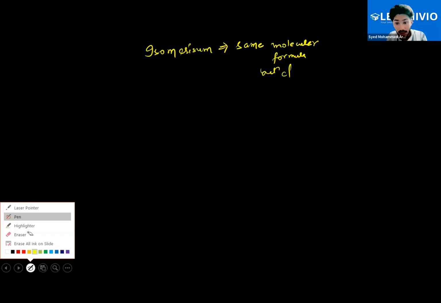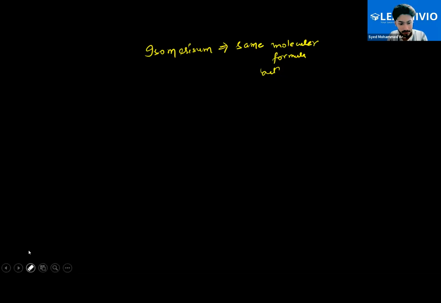Isomerism. So what is isomerism? Isomerism is nothing but compounds having the same molecular formula, but different structures and different orientations in space. So if you see this, I am having a molecular formula.